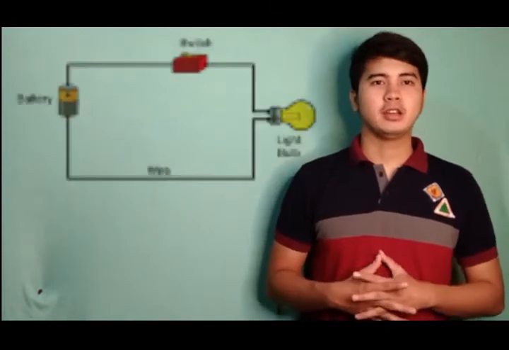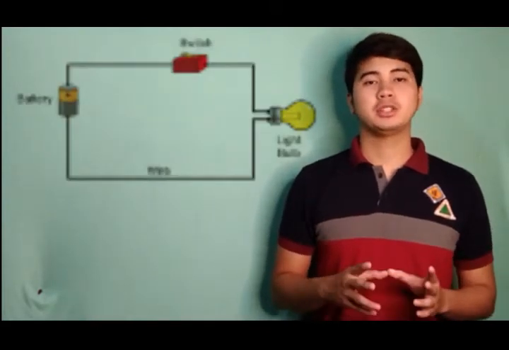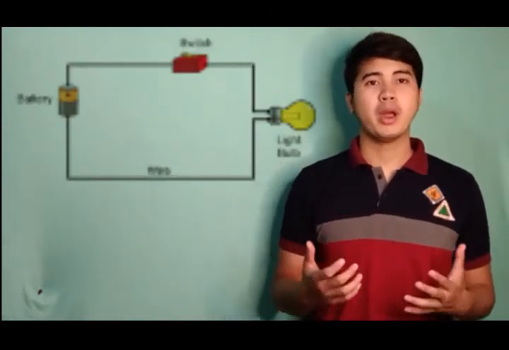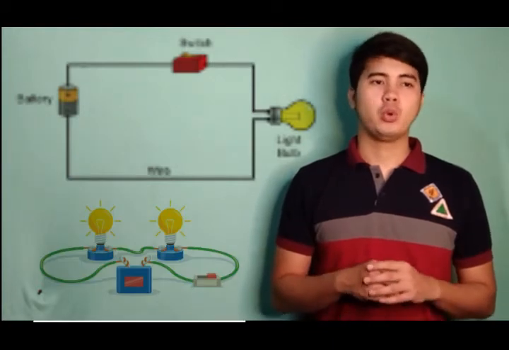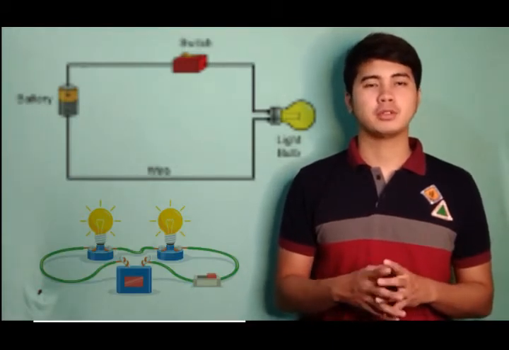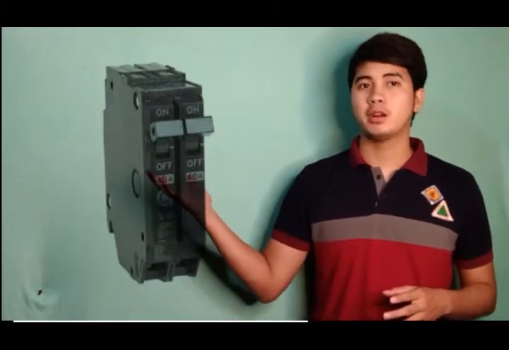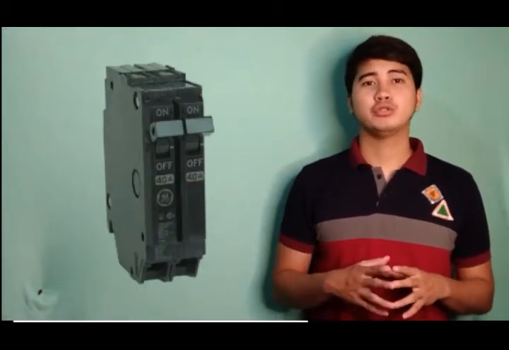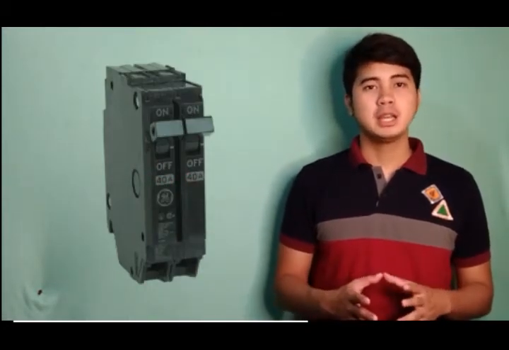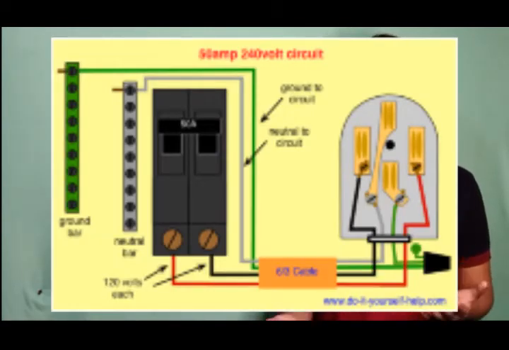Next is the circuit. Circuit is a flow of electricity through two or more wires from the supply source to one or more outlets and back to the source. Circuit breaker. It is a safety device used to break the flow of electricity by opening the circuit automatically in the event of overloading, or used to open or close it manually.